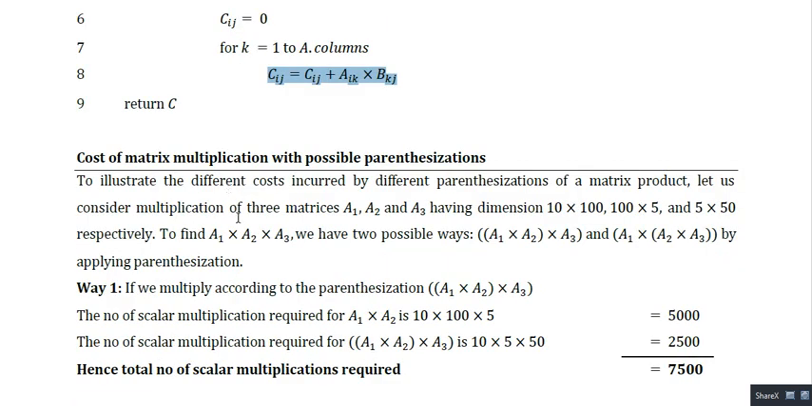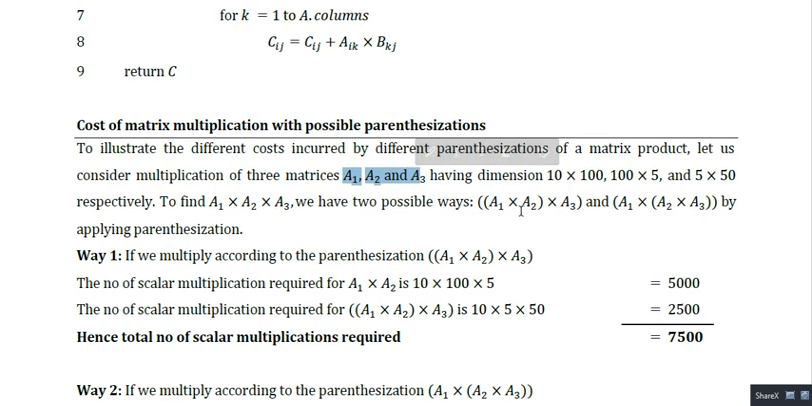So let us consider three matrices A1, A2 and A3 having dimensions 10 cross 100, 100 cross 5 and 5 cross 50. So you can mark here A1 column is 100 but A2 row is 100. A2 column is 5. Okay. So now if these things deviate, then matrix multiplication is not possible, right? So now this A1, A2, A3 can be parenthesized in two ways.